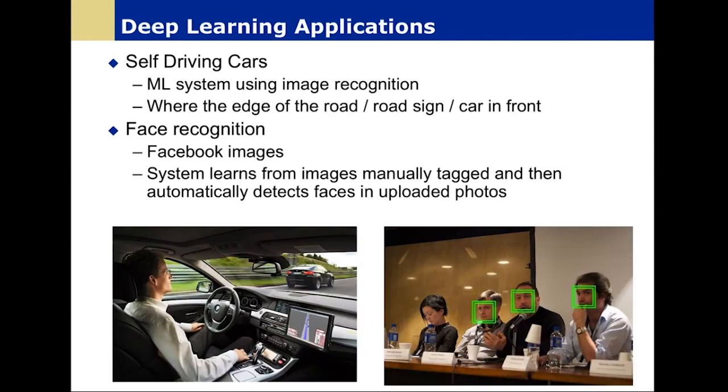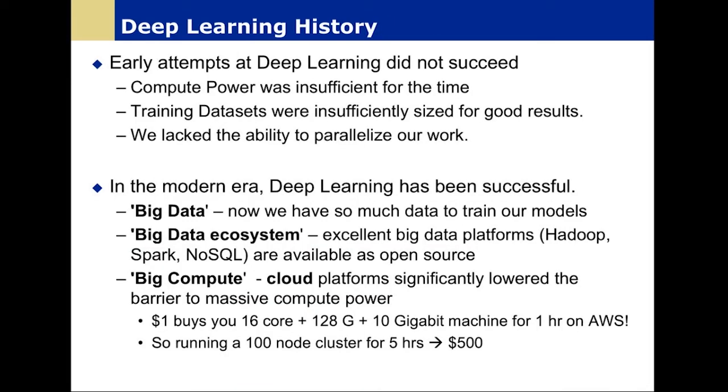Okay, some applications for deep learning include self-driving cars, which use machine learning for image recognition in order to determine the edge of the road, signs, cars in front, etc. Facial recognition is another common application. Facebook, for example, is able to manually tag images from a data set and then automatically detect faces in uploaded photos.